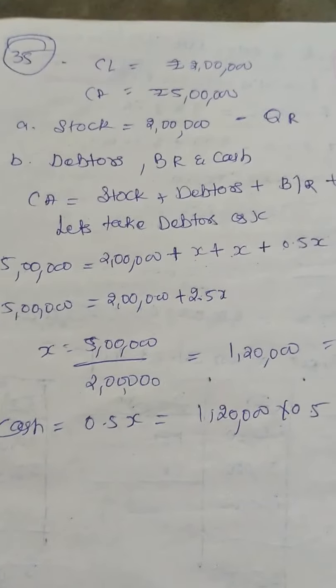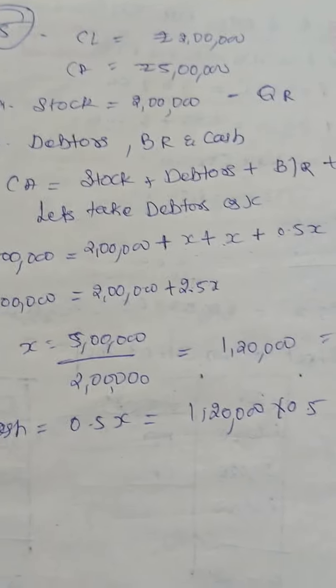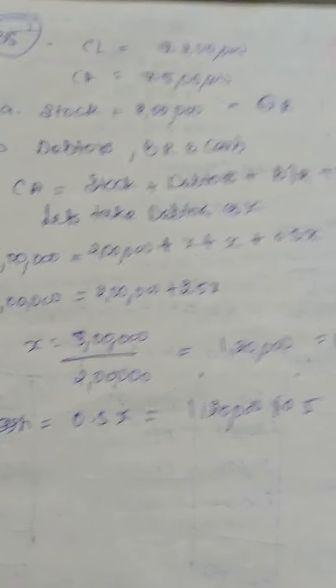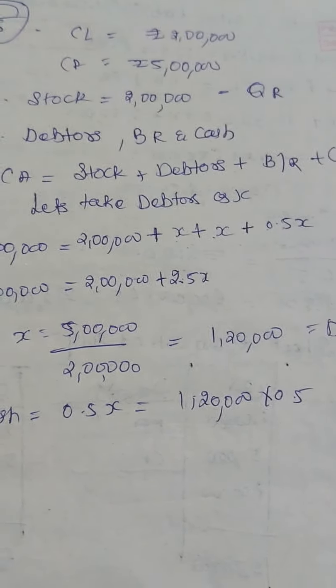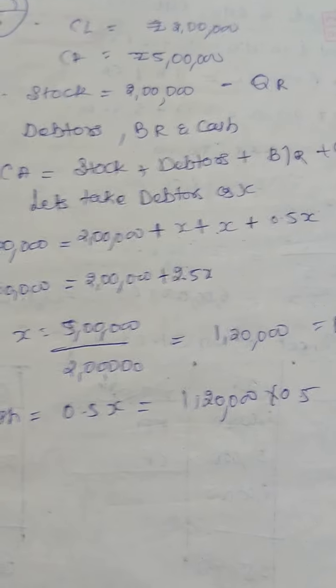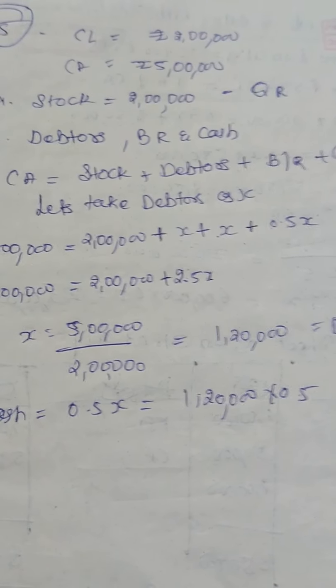So the 35th question is similar to your 34th question. As per that information, you need to get current liabilities 2 lakh. You can calculate it by using the current ratio: current assets 5 lakh, stock 2 lakh. That is by using the quick ratio.